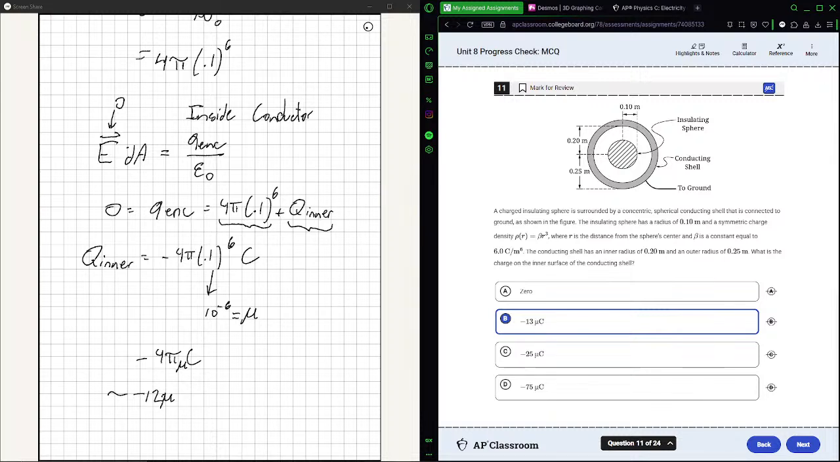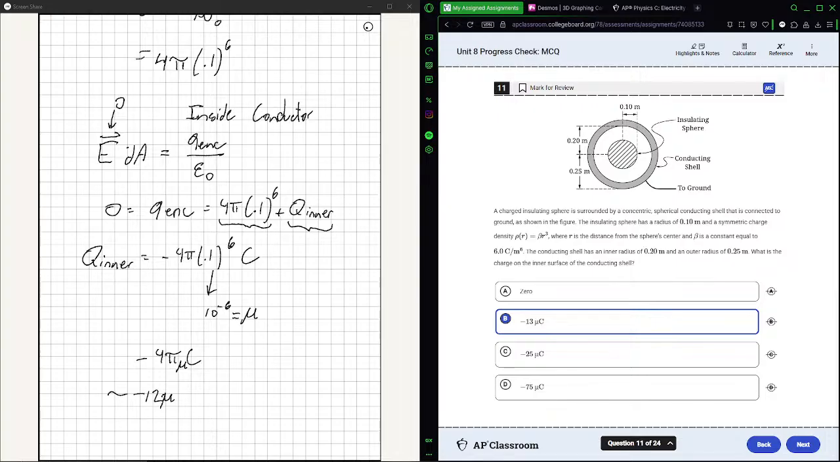We know the Q enclosed of this Gaussian sphere is the inner surface charge plus the insulating sphere charge, and we know its electric field is 0 at any point, so its Q enclosed is 0. Wait, but the outer surface charge doesn't do anything? If we were asked to solve for the outer surface, we could do that. But we know that the outer surface is not enclosed by the Gaussian sphere, because the Gaussian sphere is between the inner and outer surface.